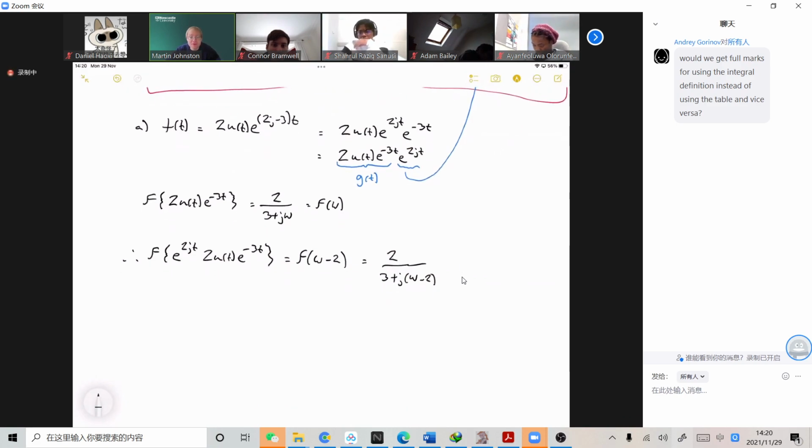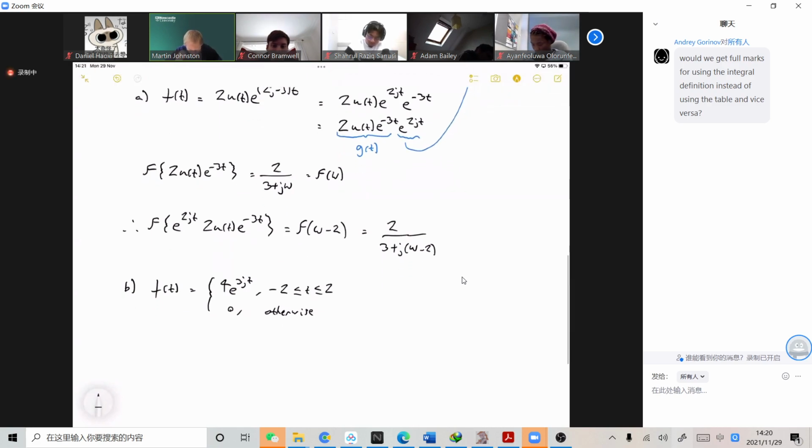Right, so let's move on to the second one, part B. Here we've got a function equal to 4 times e to the 3jt for t equal to minus 2 to plus 2, and 0 elsewhere. Now we use the first shift theorem to find the Fourier transform of this function.